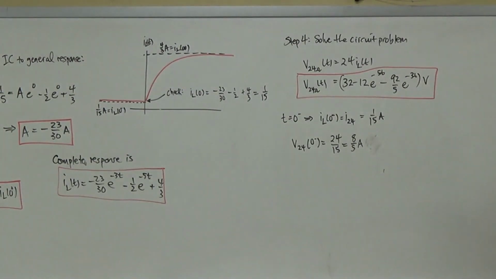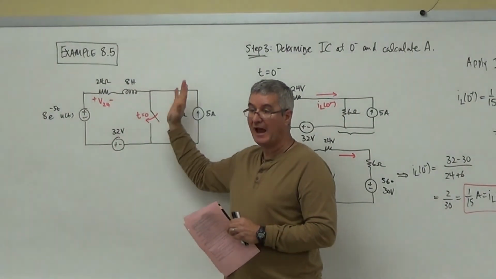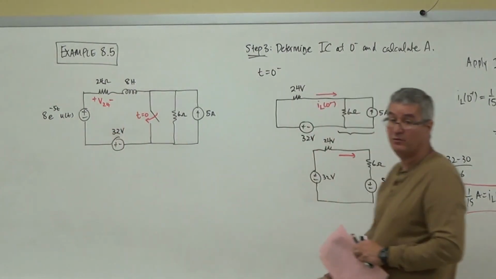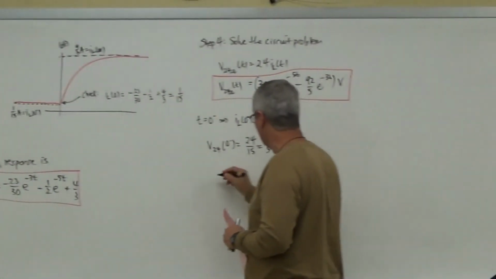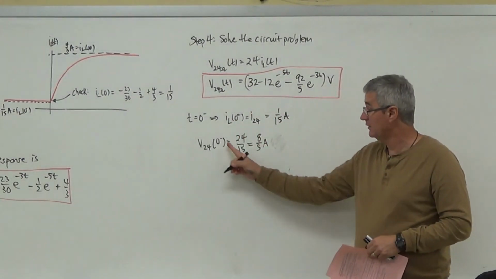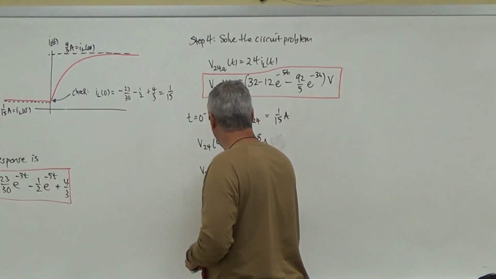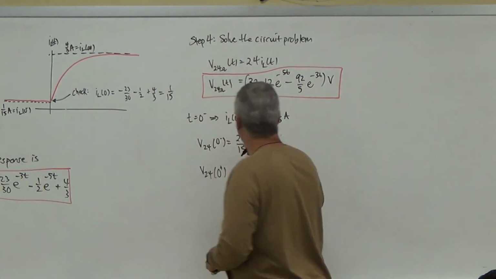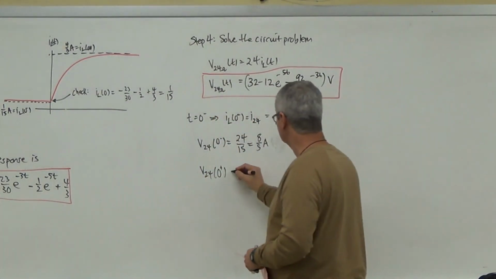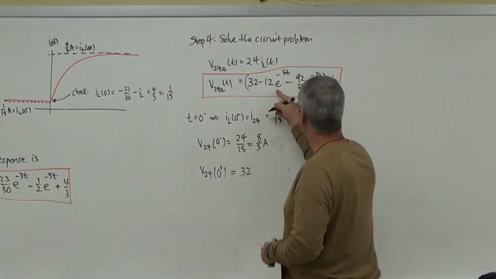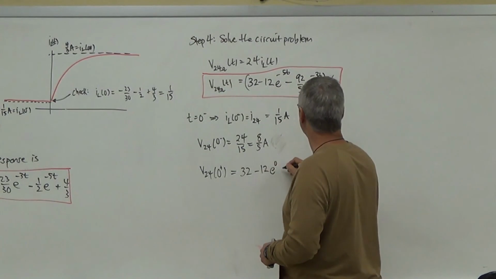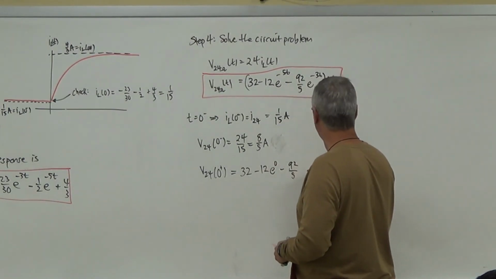What about at 0 plus? Would you expect that voltage to be continuous? I would not expect that, right? Because this is a very abrupt change. I would expect a big discontinuity in the 24 volt source because it's a very abrupt change here. So now, look at me being careful here: 0 minus, 0 plus. If I look at V24 at 0 plus, I have to look at this equation right here. And what does this equation tell me? It tells me that it's 32 minus 12 e to the 0 minus 92 over 5 e to the 0.